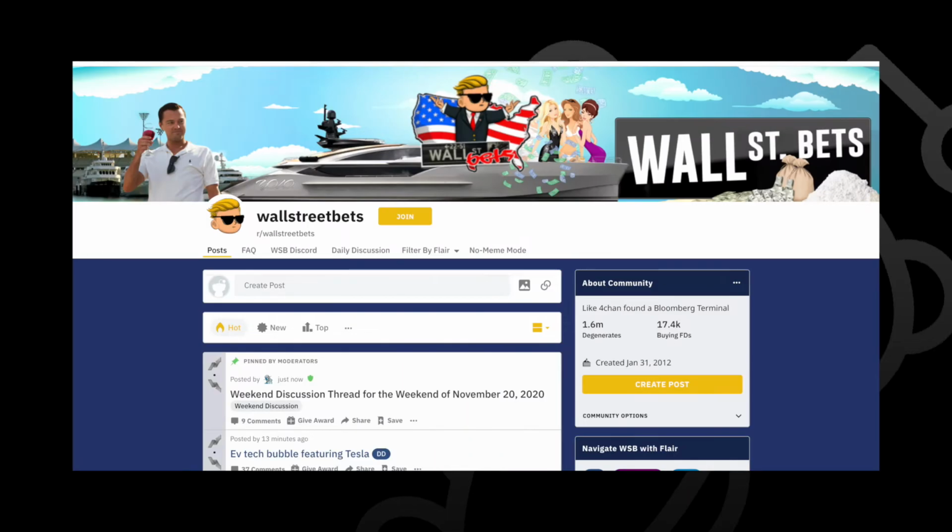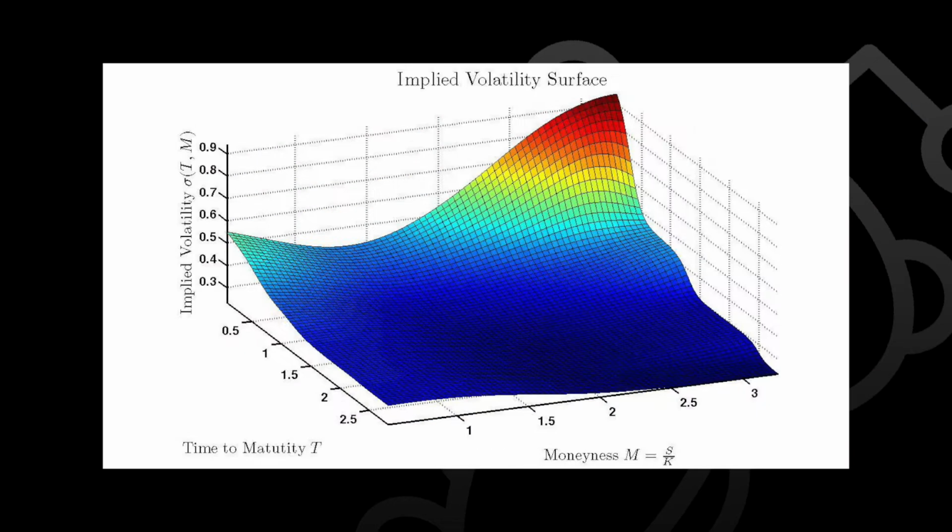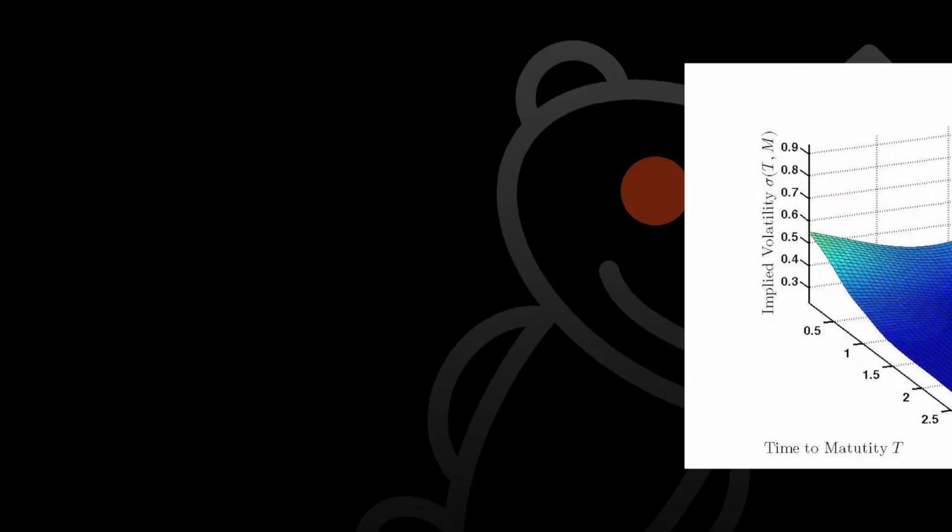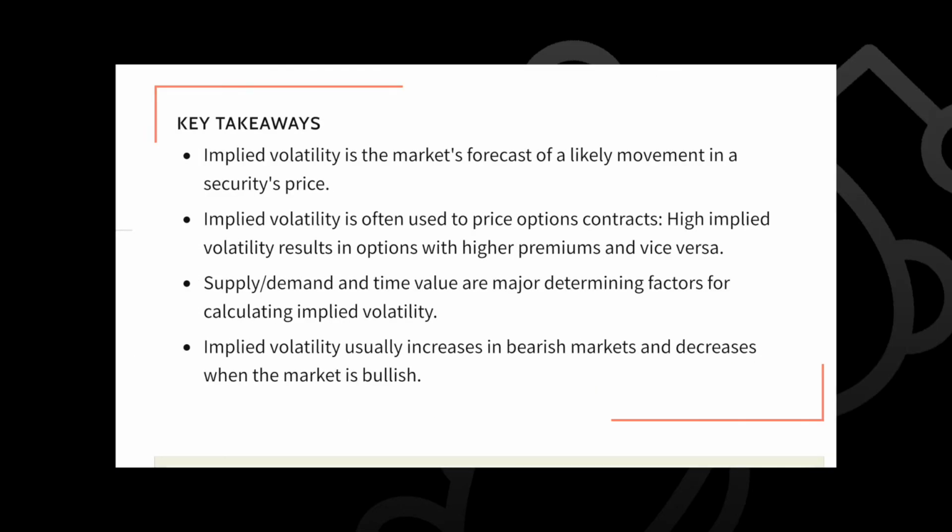If you're new to this channel, we cover the Wall Street Bets forum and other topics related to stocks and investments. In this video, we're going to explain implied volatility of options and what it means for options trading. Implied volatility is the market's forecast of a stock's future price volatility. Implied volatility impacts the price of options because the greater the volatility of a stock, the more likely it is to exceed the strike price.